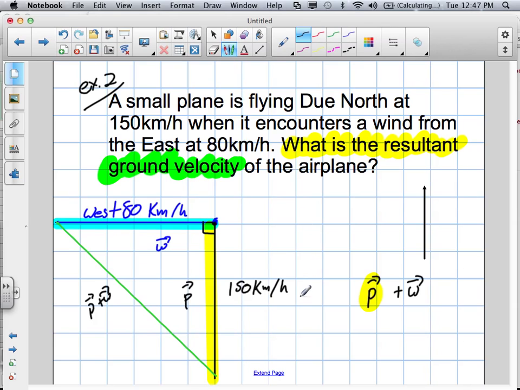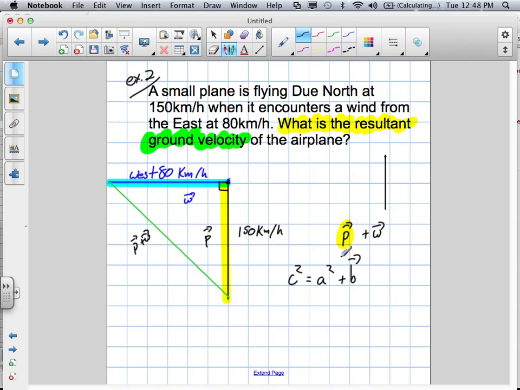What is Pythagorean's theorem? Anyone remember? Yeah, that's right. And our c squared is our hypotenuse, or in this case, our resultant vector. So c squared equals a squared plus b squared. The other two are just as important. We're going to replace a with vector p. So vector p squared plus vector w squared is going to be equal to, I can name this vector, or I can leave it as p plus w.